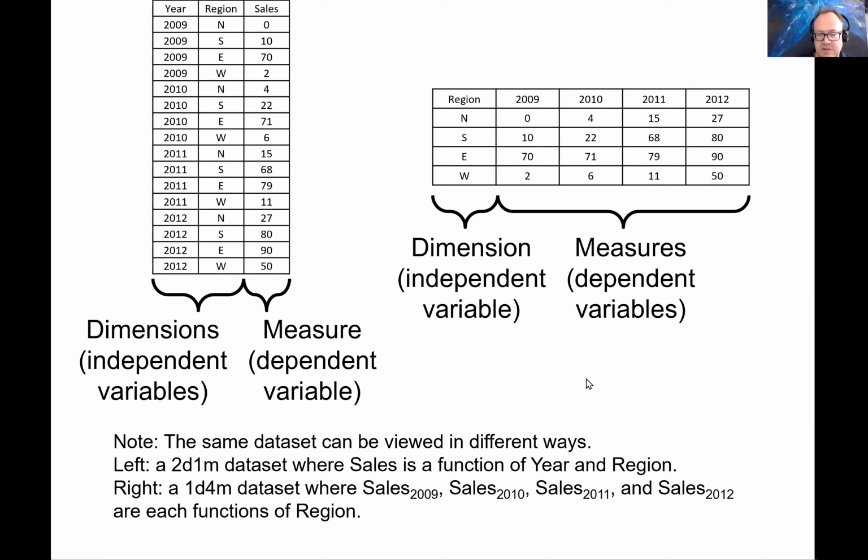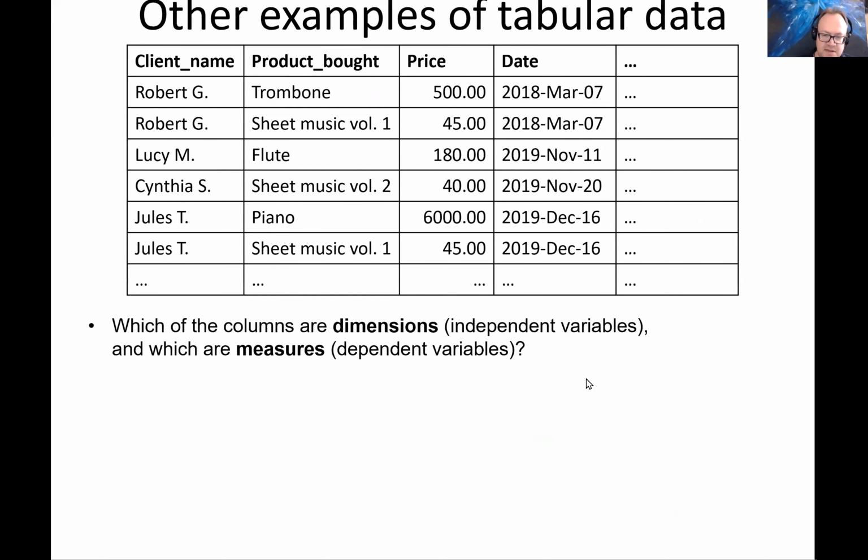Here's another example of a tabular data set. This is an example I made up to make it look more like what we might see in a database. So I'm running a store, a music store. I sell musical instruments to my clients. Here are the names of my clients, what they bought, how much they bought it for, the date they bought this. Question for you, which of the columns in this table are dimensions and which ones are measures?